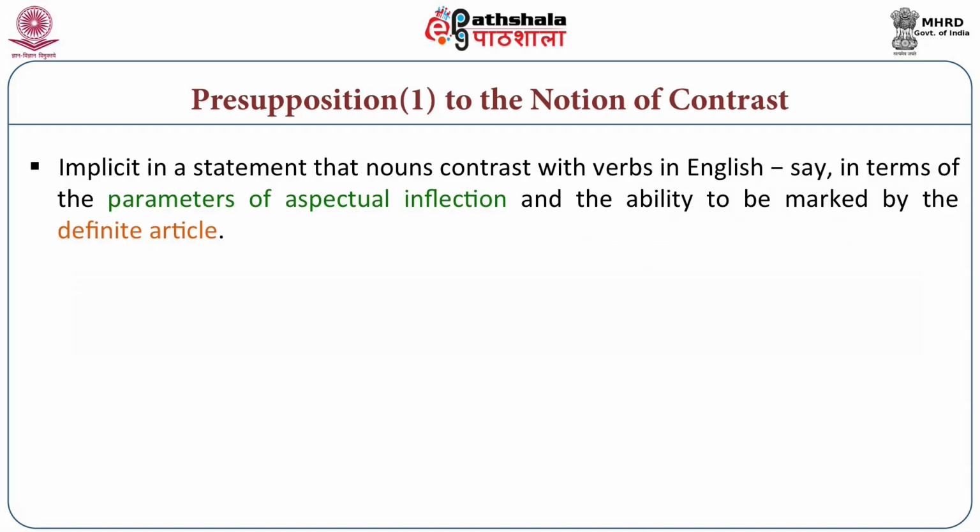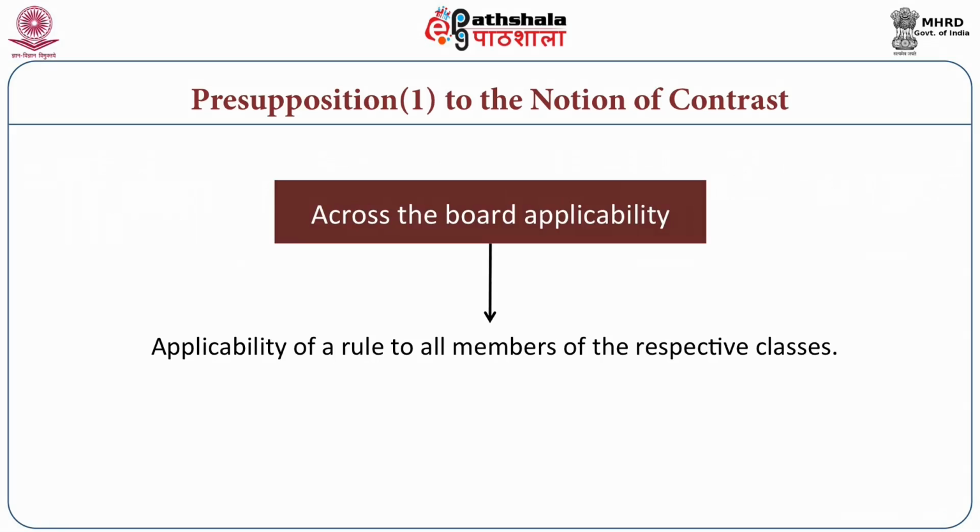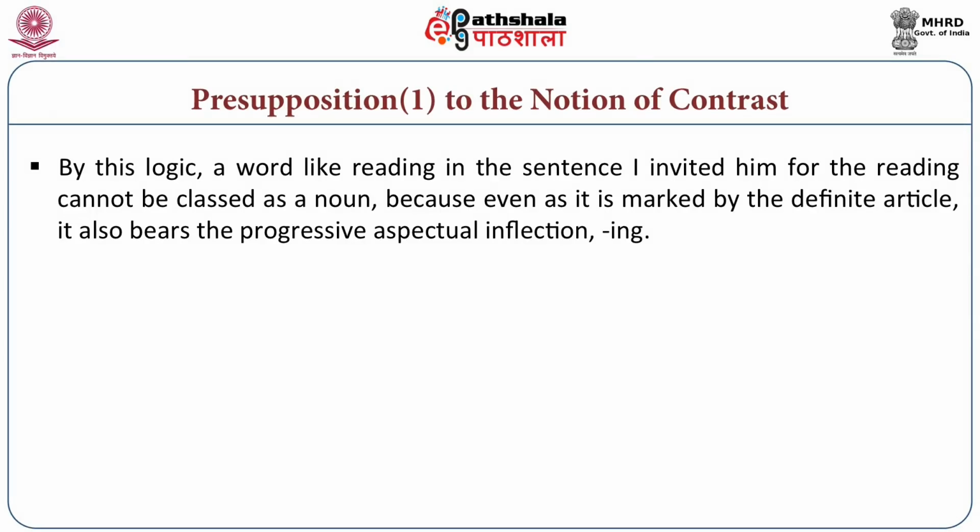Implicit in a statement that nouns contrast with verbs in English, let's say again in terms of aspectual inflections and ability to be marked by the definite article, is the assumption that this statement holds for all members of the set. So a noun which can co-occur with "very", or a noun that can bear aspectual inflection, is not going to be a noun.